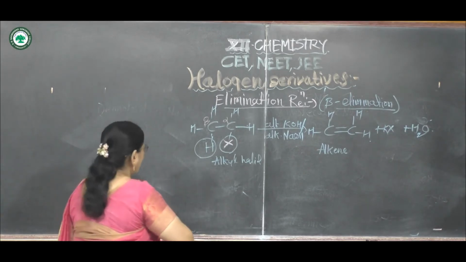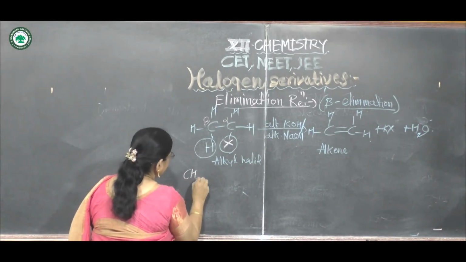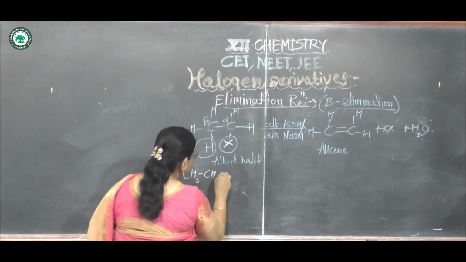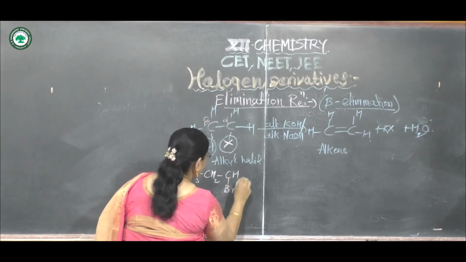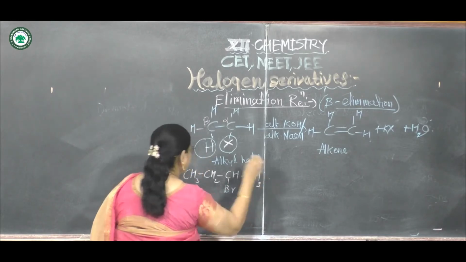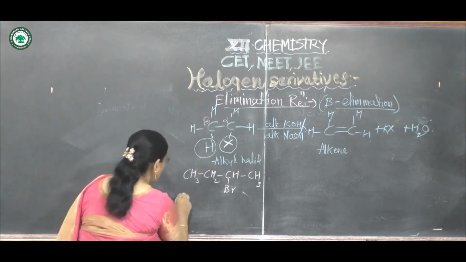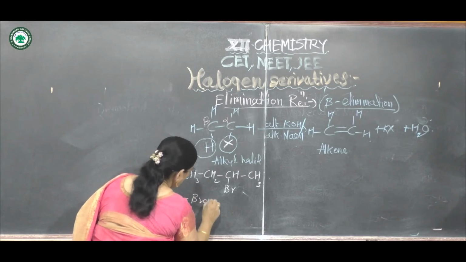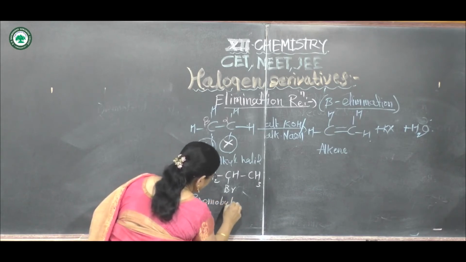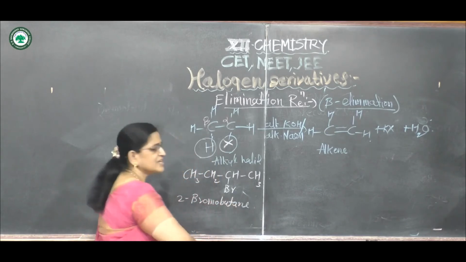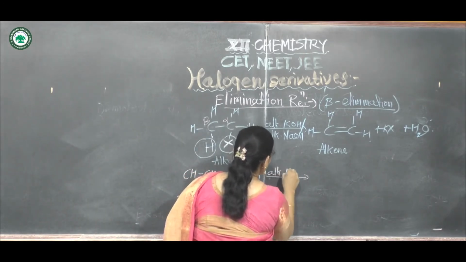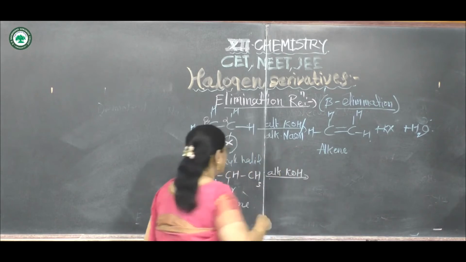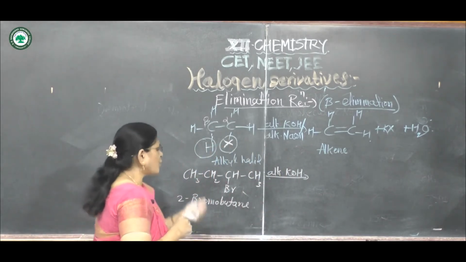For example, suppose CH3, CH2, CH, Br, CH3. The name of this compound is 2-bromobutane. If this reacts with alcoholic KOH, then it gives two products.